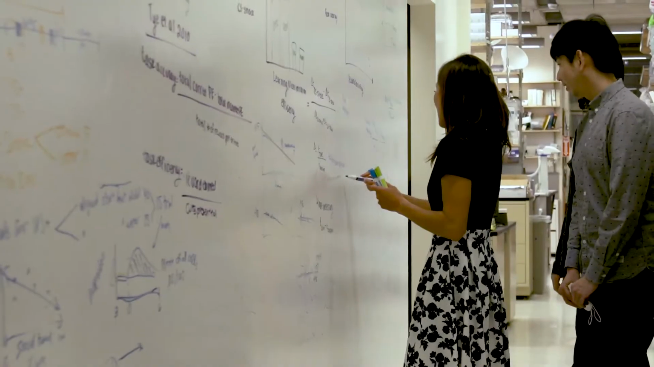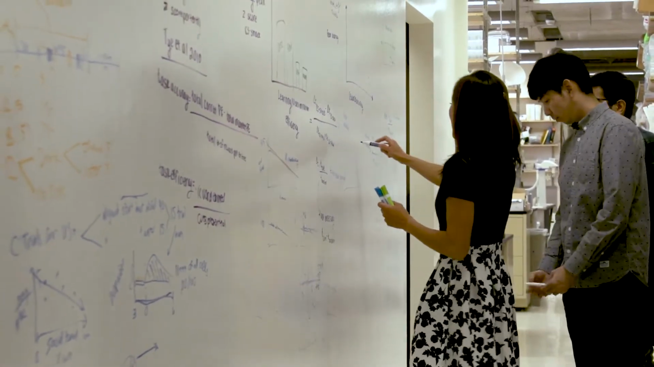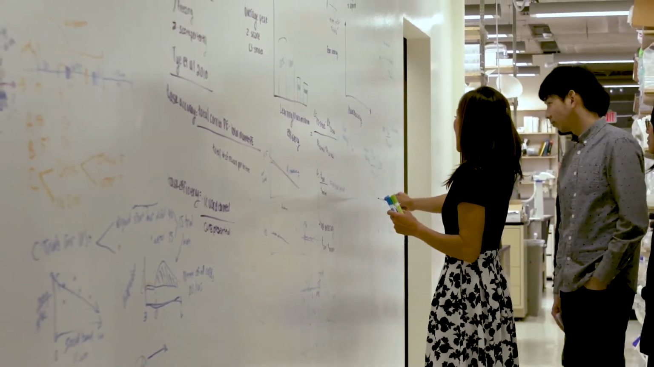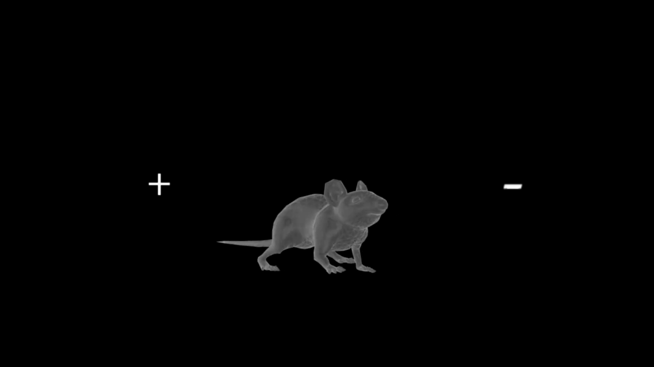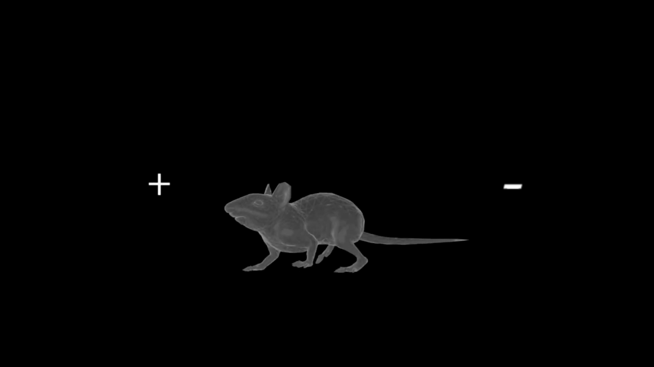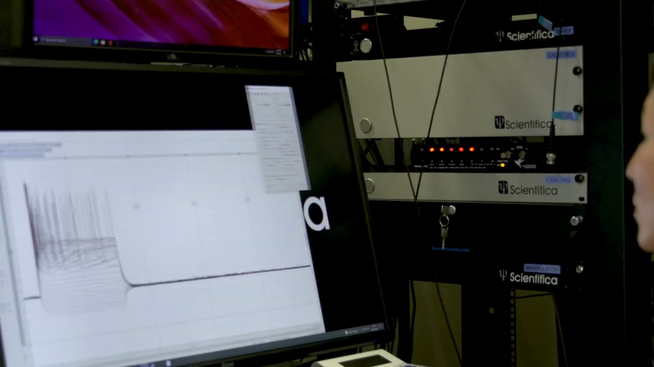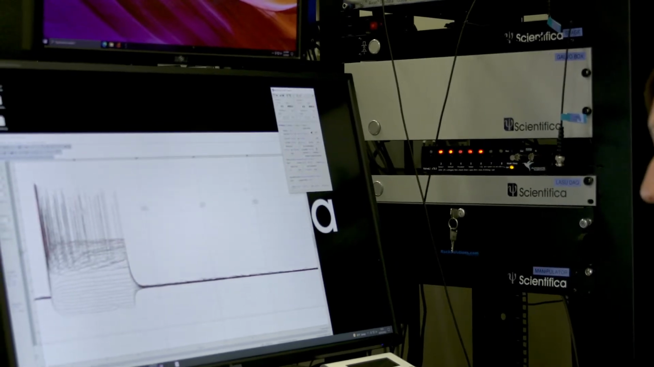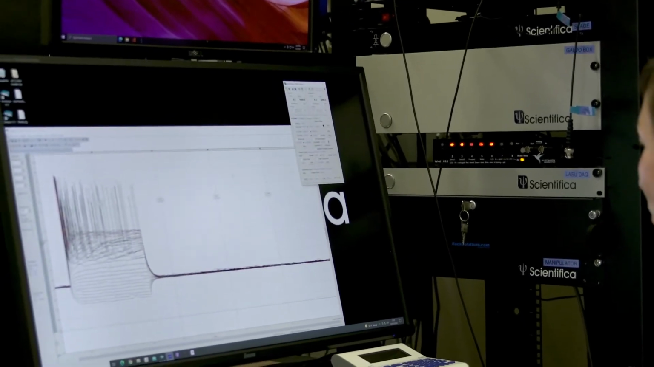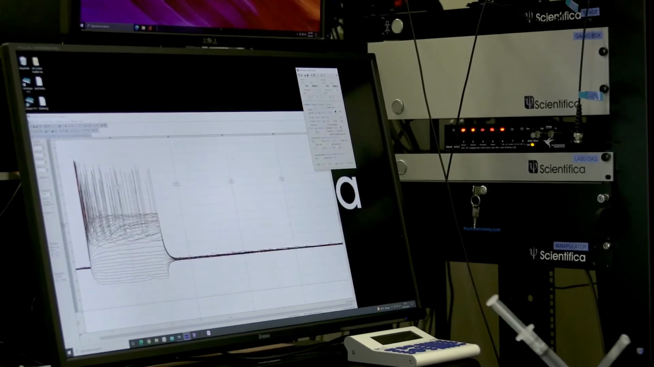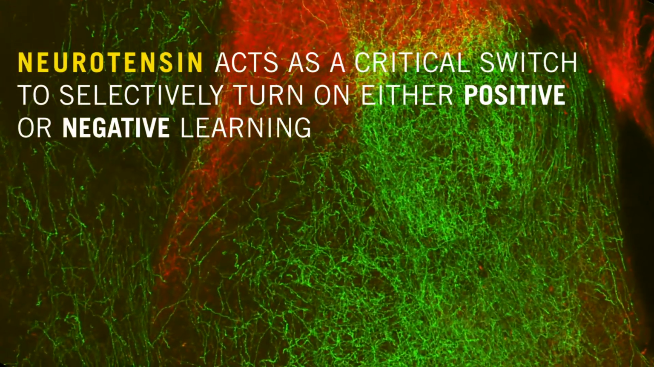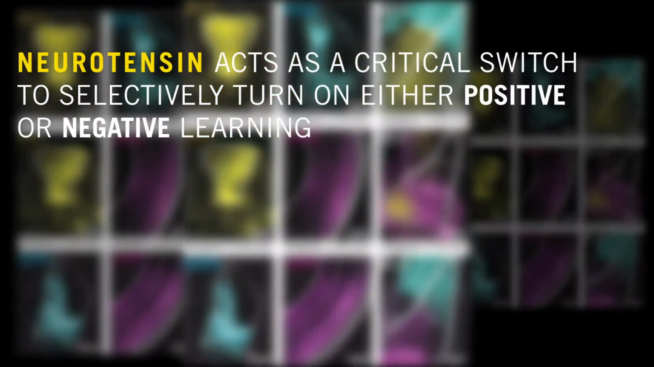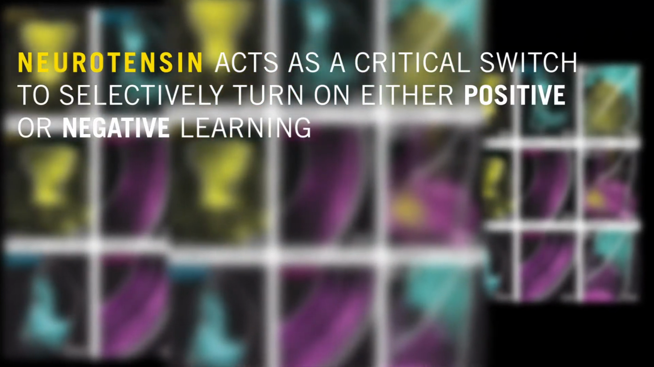The way we study valence assignment in our laboratory is to use this behavior paradigm called Pavlovian conditioning task. Essentially, we train the mice to associate different auditory tones with either positive and negative stimulus. And we selectively monitored and manipulated the neurotensin signals in the amygdala while the mice were performing this learning task. We found that neurotensin acts as a critical switch to selectively turn on either positive and negative learning.